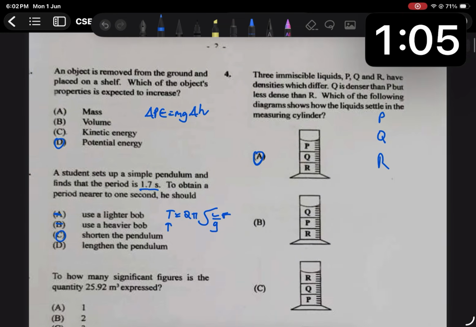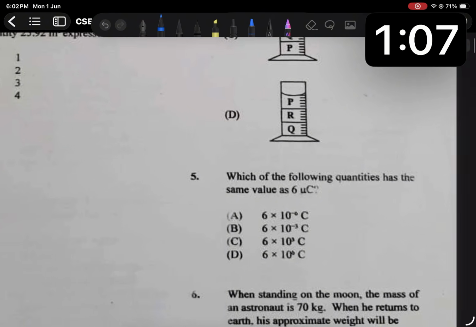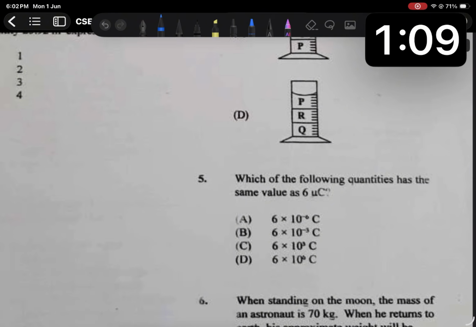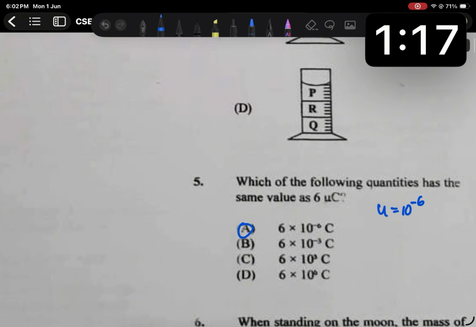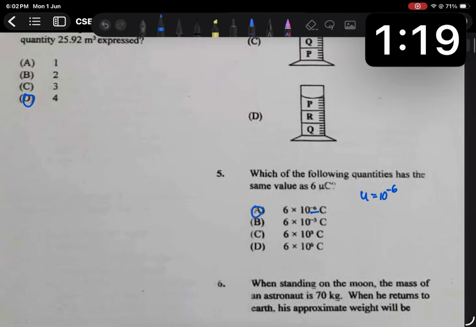PQR. Which of the following quantities has the same value as 6 microcoulombs? So we know that micro is 10 to the negative 6. So this would be 6 multiplied by 10 to the negative 6 coulombs.